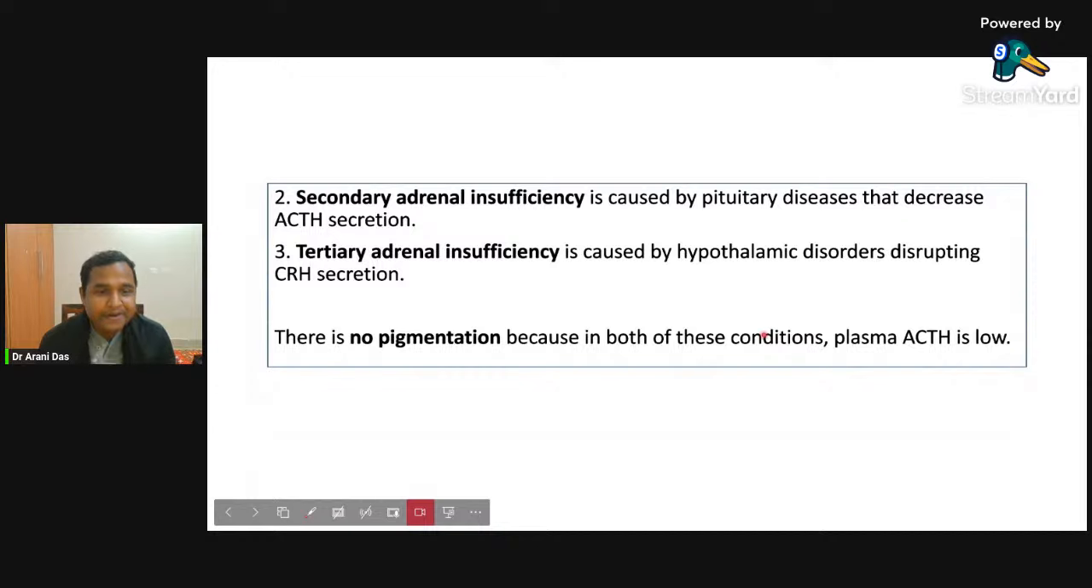there are other causes of adrenal insufficiency, such as secondary adrenal insufficiency and tertiary adrenal insufficiency. Secondary is due to pituitary diseases, tertiary is due to hypothalamic diseases. So it is named according to the different level. All these diseases again produce less steroid hormones and produce adrenal insufficiency. But there is a difference. In primary adrenal insufficiency, because of less negative feedback, more and more ACTH will be released. But in secondary and tertiary insufficiency, because the problem is in the pituitary or the hypothalamus itself, no ACTH will be there. So no pigmentation will be seen in these types of adrenal insufficiency.